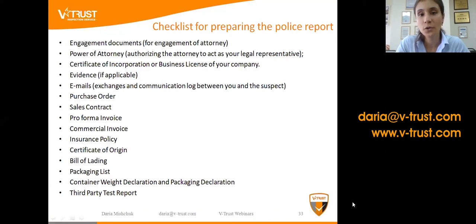And so here is the checklist for preparing the police report. Certainly your lawyer, your law company might also show you the checklist and advise you on the points which need to be prepared for the police report. However, this is just a brief, short checklist for your preparations. You can take a picture of that if you like, so that we do not go through it.